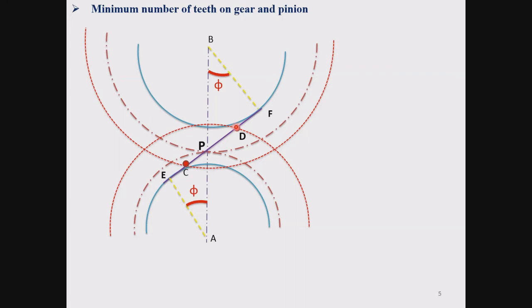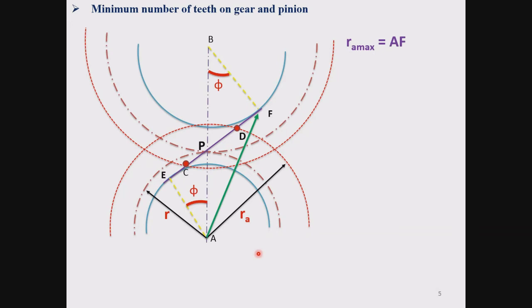Just listen. CD is the path of contact, correct? RA is the addendum circle radius of gear 1, correct? You can show this in the diagram. And r is the pitch circle radius of gear 1. You can show these two dimensions: small RA, addendum circle radius of gear 1, and small r as pitch circle radius of gear 1.